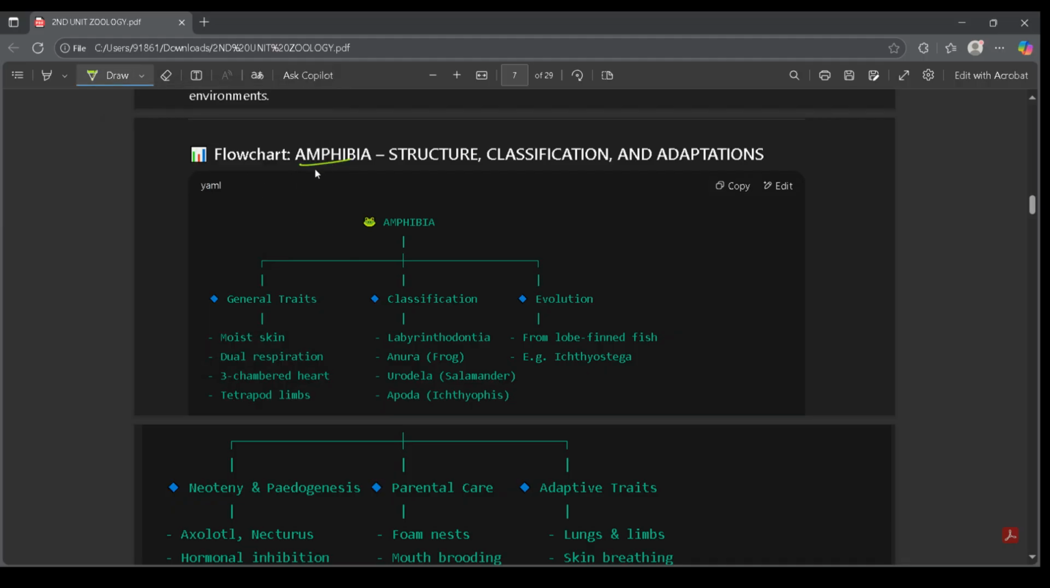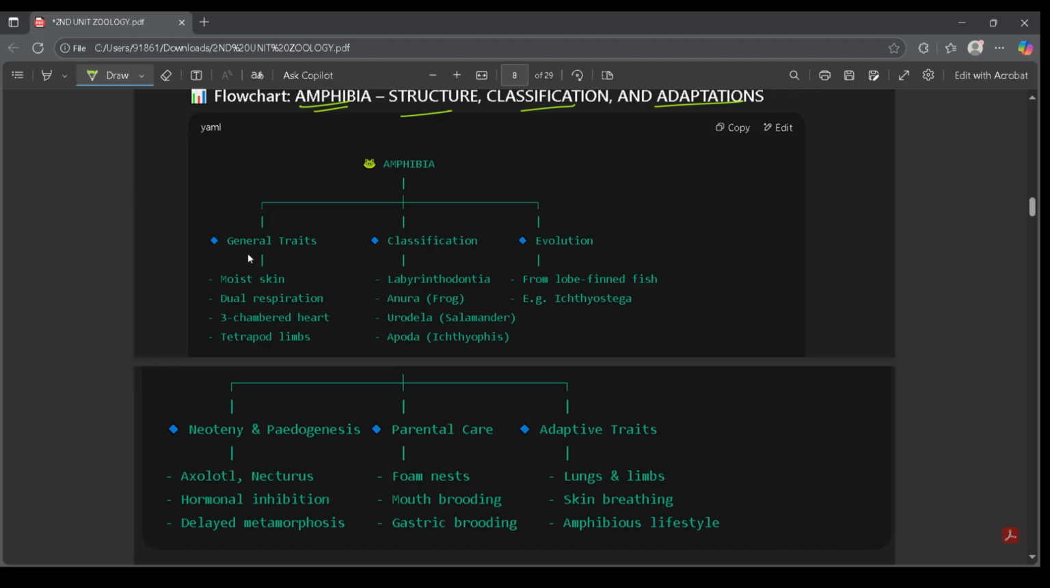Now we'll discuss amphibian structure, classification, and adaptation. Coming to general traits, they have moist skin, dual respiration, a three-chambered heart, and tetrapod limbs. Classification: they're classified as frogs, salamanders, and Apoda. Evolution: they evolved from lobe-finned fishes.